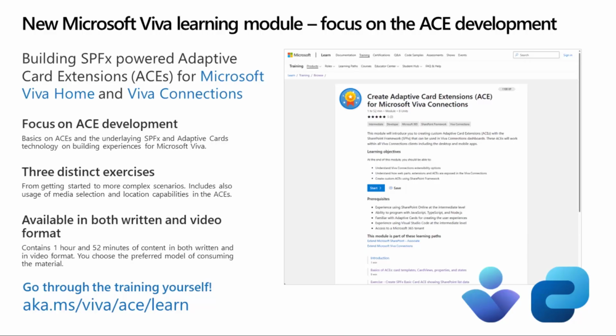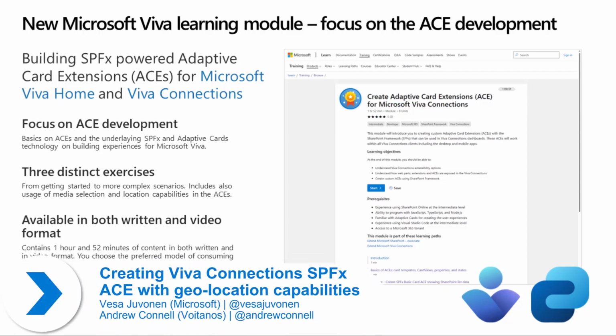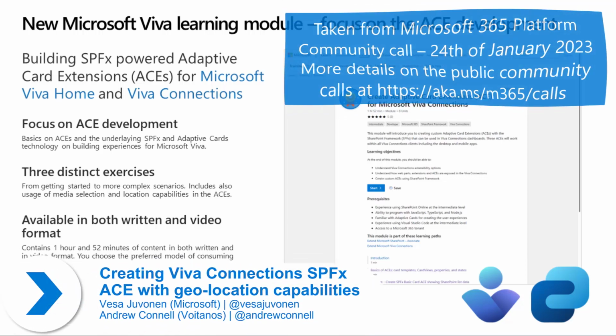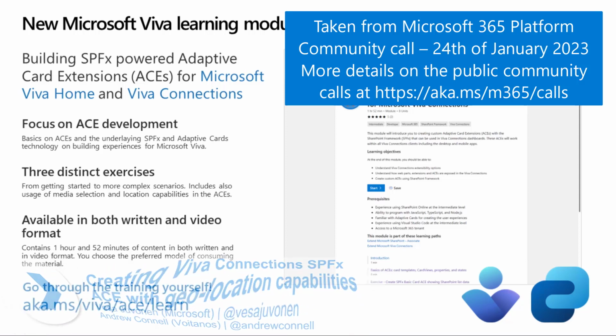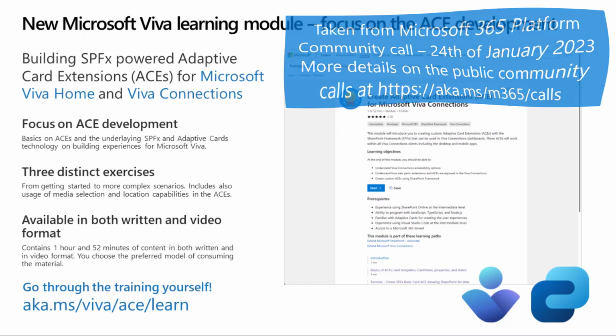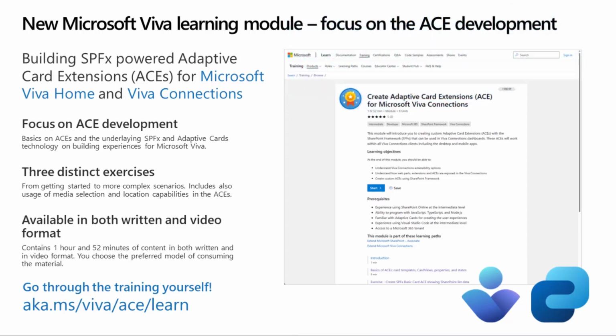Quick recap, first of all, about the ACE Learn module, which is now available for you to take advantage of for Viva Connections and Viva Home. Viva Home is the one which is rolling out in a second. I'm going to talk about that one with a one slide recap. And then we actually go for creating Viva Connections SPFx ACEs with geolocation capabilities. And Andrew Connell is going to show that one in practice.